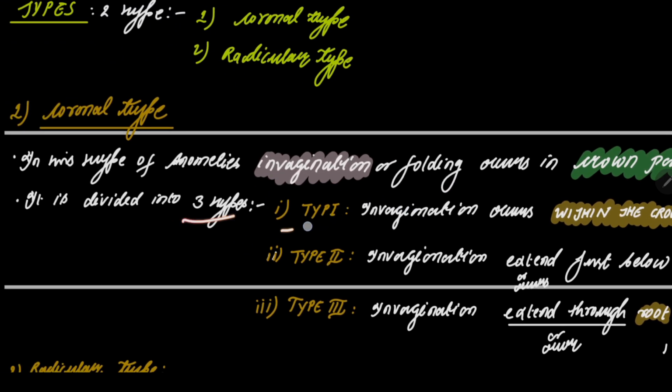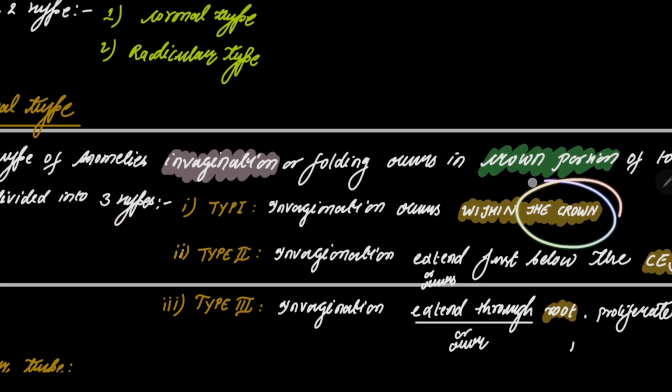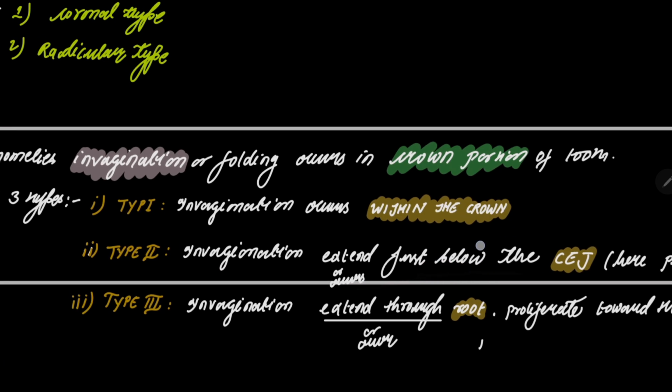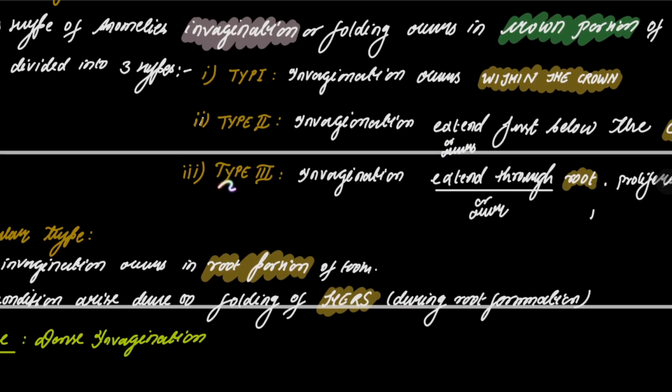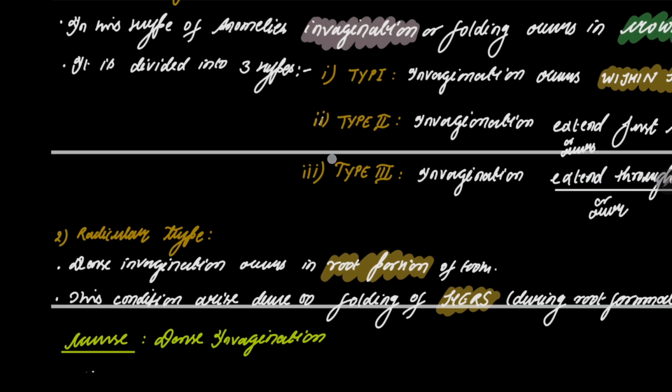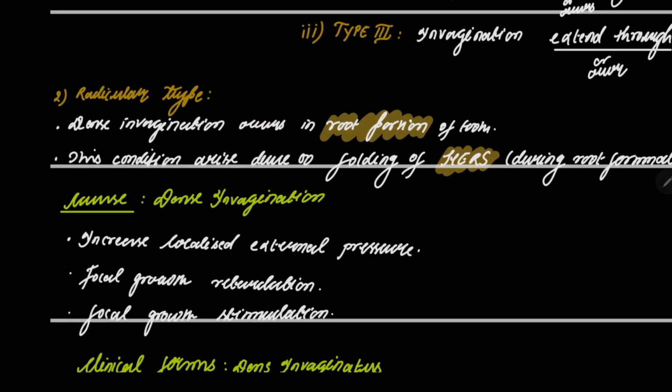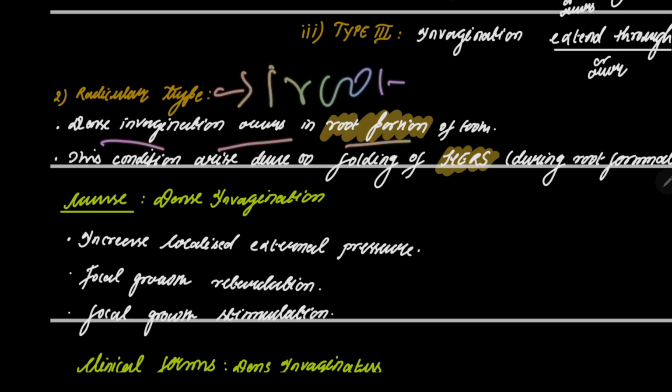There are three types: type 1, type 2, type 3. Type 1 occurs within the crown, and type 2 extends just below the CEJ. Type 3 invagination extends through the root. Now the radicular type, in which invagination occurs at the root portion.